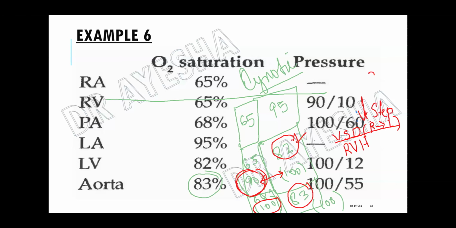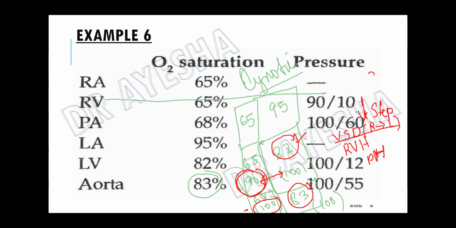So just keep in mind these 4 important differentials. Then look at the pulmonary pressures. What do you say about the pulmonary pressures? Are they raised or decreased, or is there any difference between them? They are raised, and there is no difference between them. So this is pulmonary hypertension.